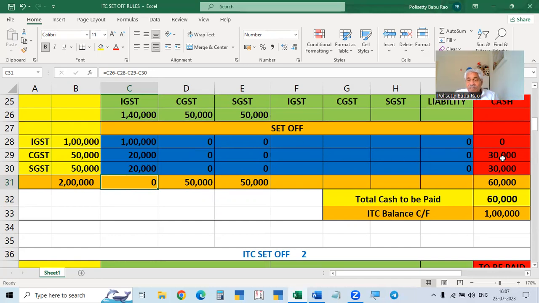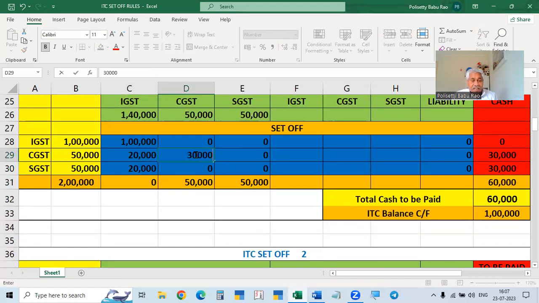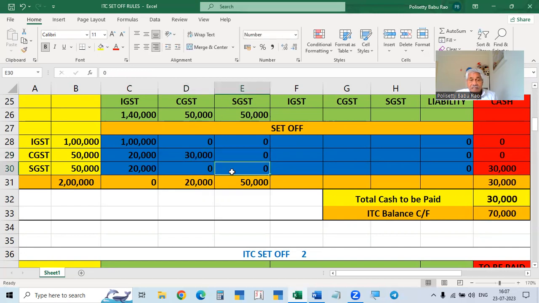Now here, see, 30-30 is the balance for these two. So it has 50-50 ITC. So CGST 30,000 and come to SGST. Be careful. SGST is to be adjusted against SGST, and CGST against CGST. So 30,000. So now nothing is payable. And balance ITC is 40,000.